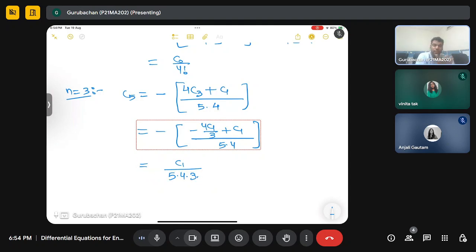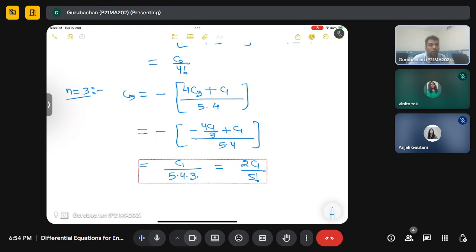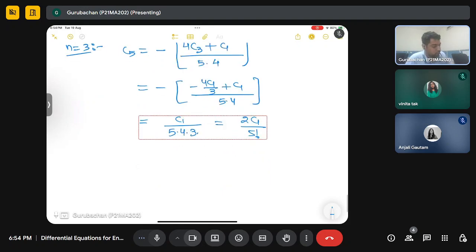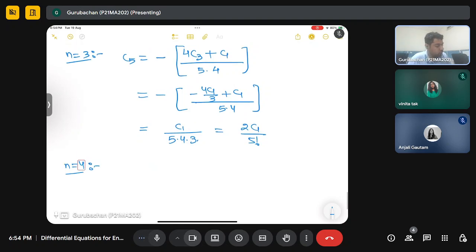Can we write it in some factorial form? For the time being, we cannot write it in factorial form, or you may rewrite it as 2 C1 factorial. We will see later on whether this pattern is repeating or not. For the time convenience, we write it in some pattern factorial form. So for n equal to 4, we will get here C6.